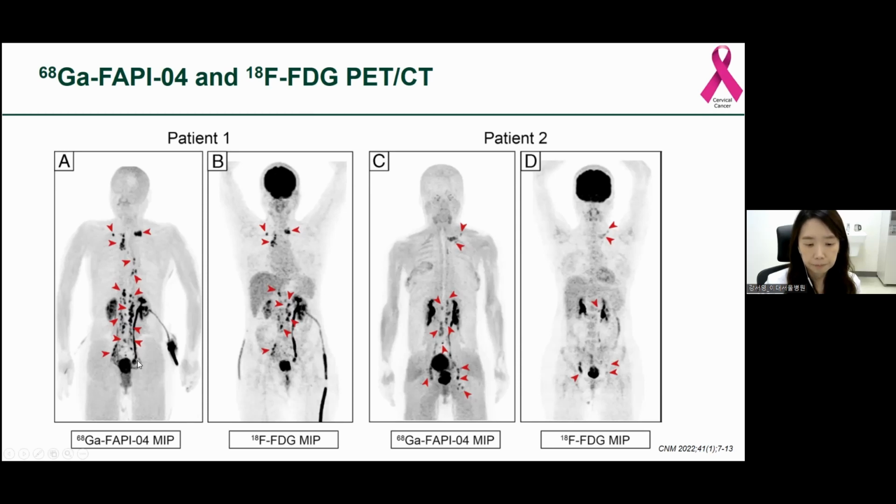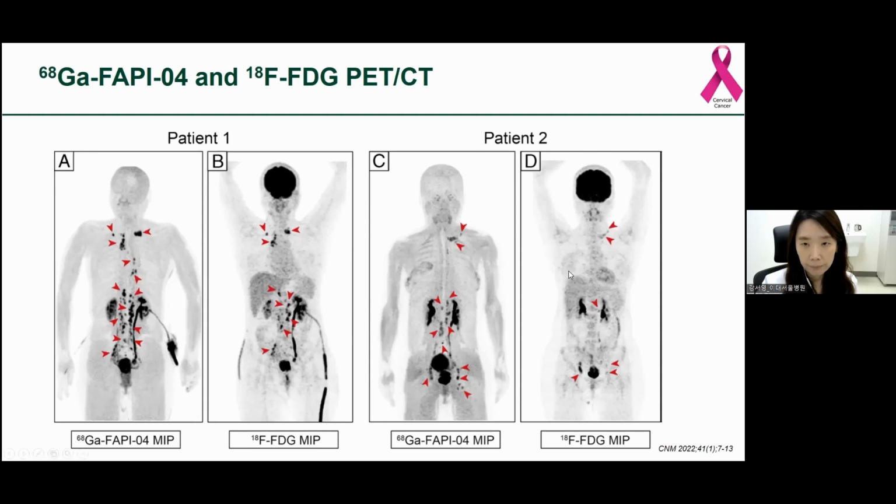So yeah, it is highly detective of metastatic lesions. However, the FDG PET image detected 23 lesions in the left suprapubic fossa and the mediastinum, and also retroperitoneal space and iliac chains. So it's a little bit less detective compared to the FAPI PET.